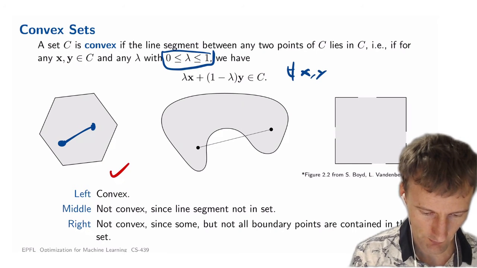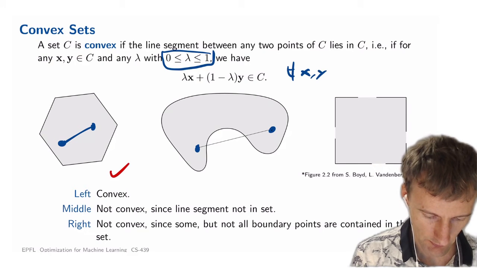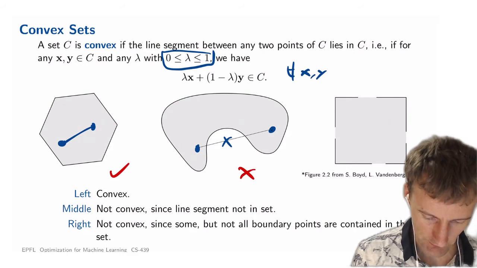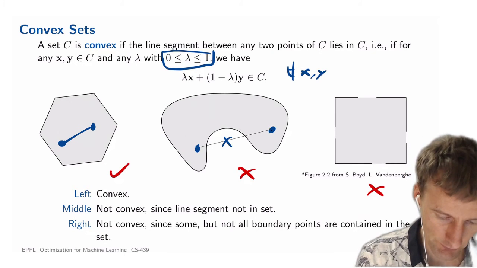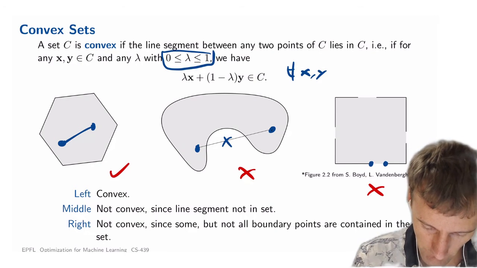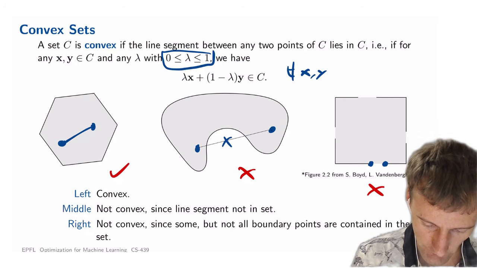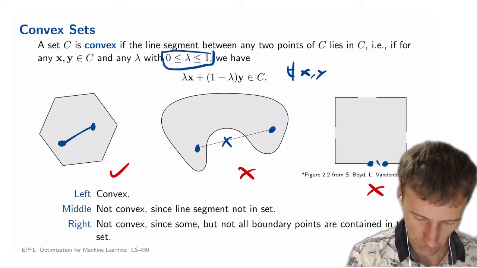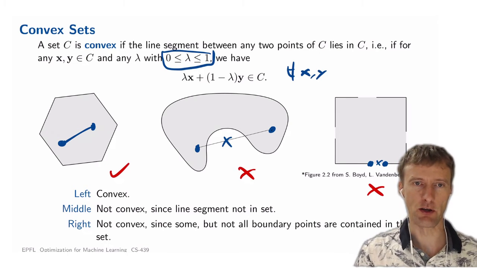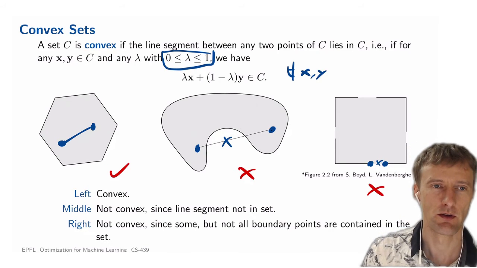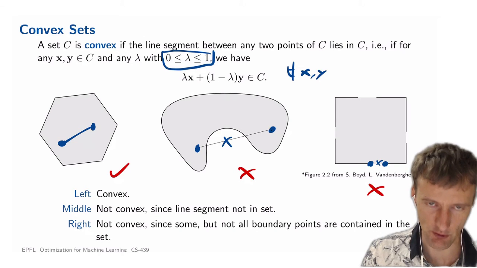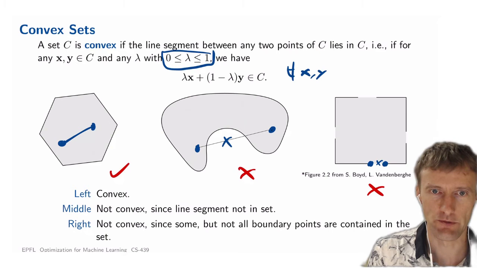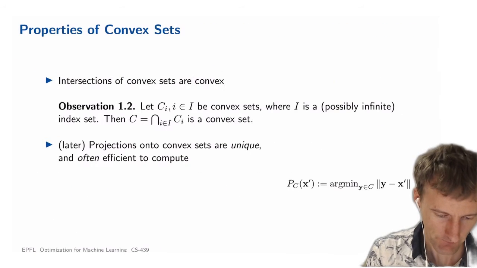And what we see here is that it's not the case, and here you also have that it's not the case, because here the boundary is sometimes included, but in this part here the boundary is not included. So you can find a point between two points in the set, and that in-between point is not included in C, therefore it's not a convex set. That's going to be important.